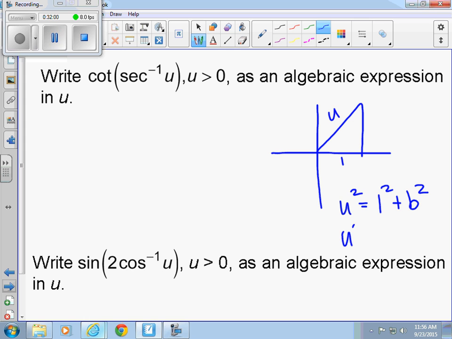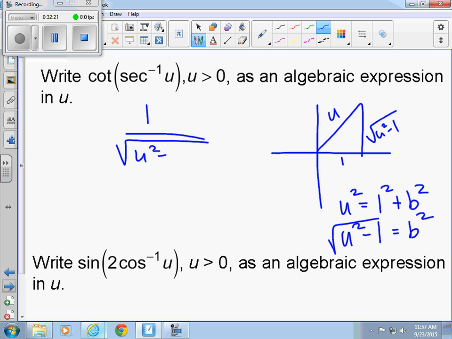The square root of u squared minus 1. That's what that looks like. You can't do anything to it though, because you can't distribute the 1/2 power. So it's just stuck. The square root of u squared minus 1. Cotangent is adjacent over opposite, so it's 1 over the square root of u squared minus 1.